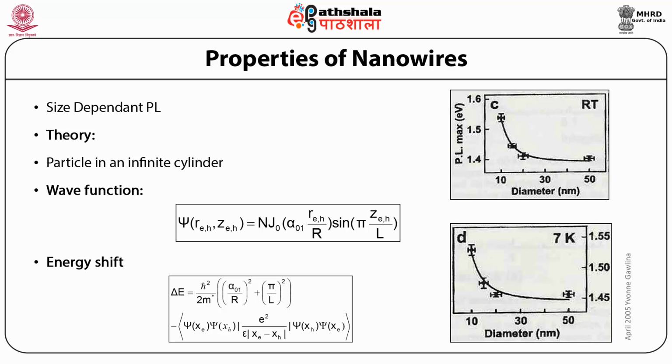So these two are the figures showing the variation of the maximum PL intensity, or the peak in the PL spectra, with the diameter and also with temperature.